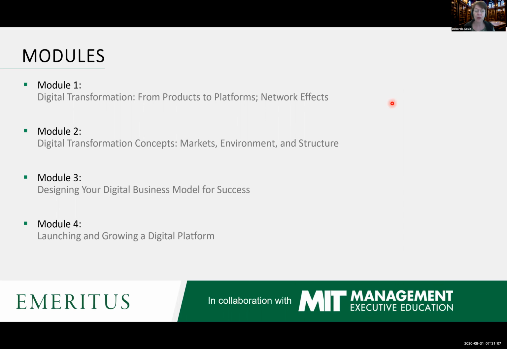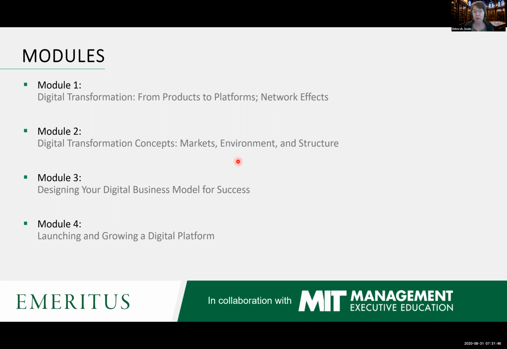So module 1 is really an introductory module talking about this shift from products to platforms, and introducing the idea of network effects. And Prof. Parker describes how this shift is taking place in lots of different industries and lots of different functions. In module 2, we're introducing some core concepts and thinking about markets and the environment and the structure of platforms, and the key elements of what makes a platform business.